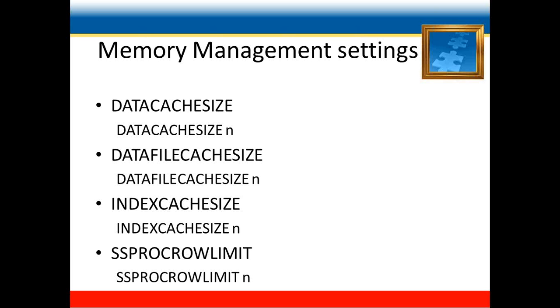Then you can have a setting such as SSPROCROWLIMIT. This setting is basically used for requests coming from client tools or Smart View. The requests coming from Smart View and Essbase clients will be processed by Essbase, and this setting specifies a value which tells the Essbase server to process that many rows while executing the request from client tools.